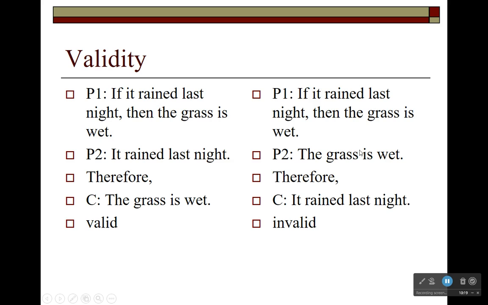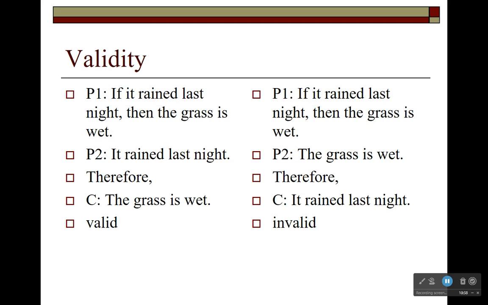Is it possible for these premises to be true and yet this conclusion turn out to be false? I said in the case of this first argument that is not possible. If these premises are true, this conclusion is necessarily true. But is that the case with respect to this second argument? No, it is not. Let's think about this first premise.